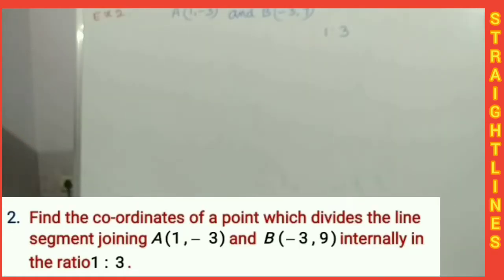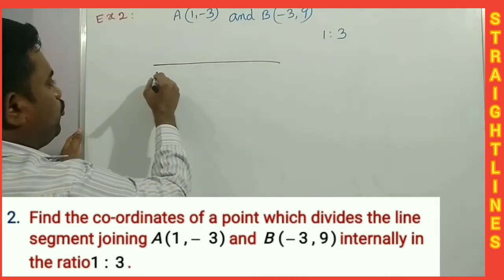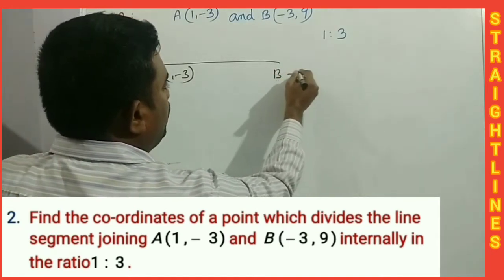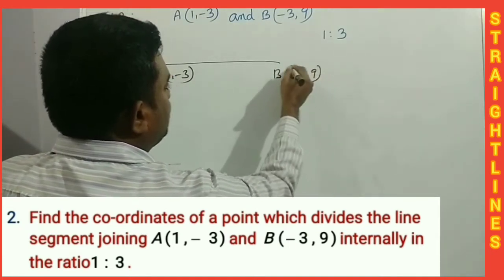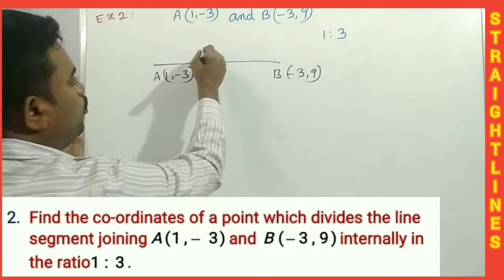Example 2. Find the coordinates of the point which divides the line segment joining the points A(1, minus 3) and B(minus 3, 9) internally in the ratio 1:3. See here, the given points are A(1, minus 3) and B(minus 3, 9). Let P divide AB in the ratio 1:3.